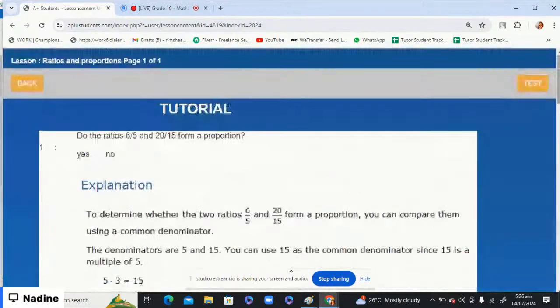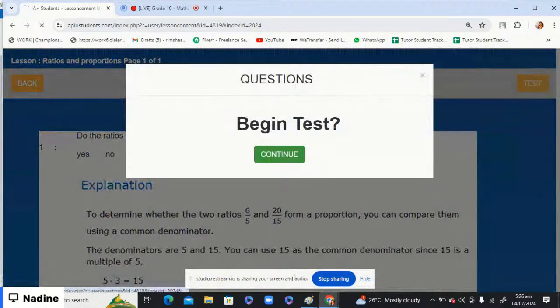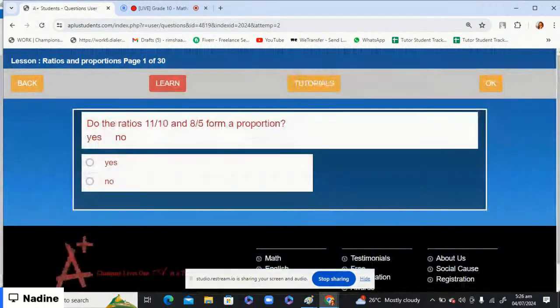So now let's do some test questions. Do the ratios 11 by 10 and 8 by 5 form a proportion? Let's check. We make their denominators equal, taking the greatest denominator as common. So 5 times 2 is 10, and 8 times 2 is 16. So it means that these two are not equal. So we can say no.